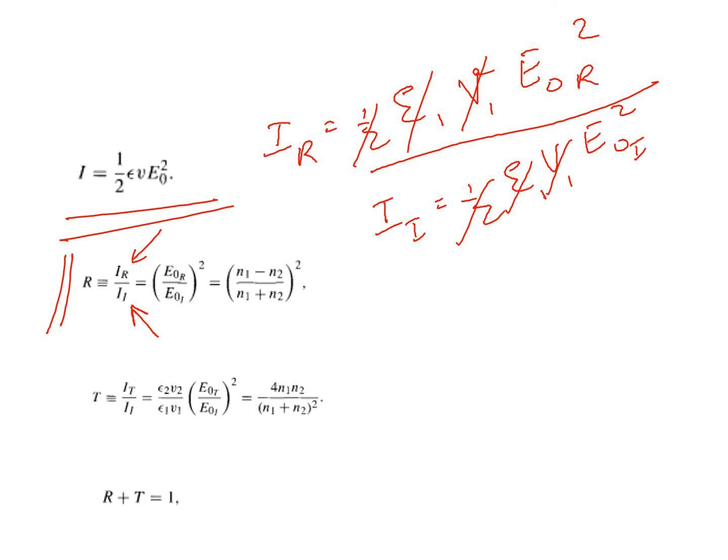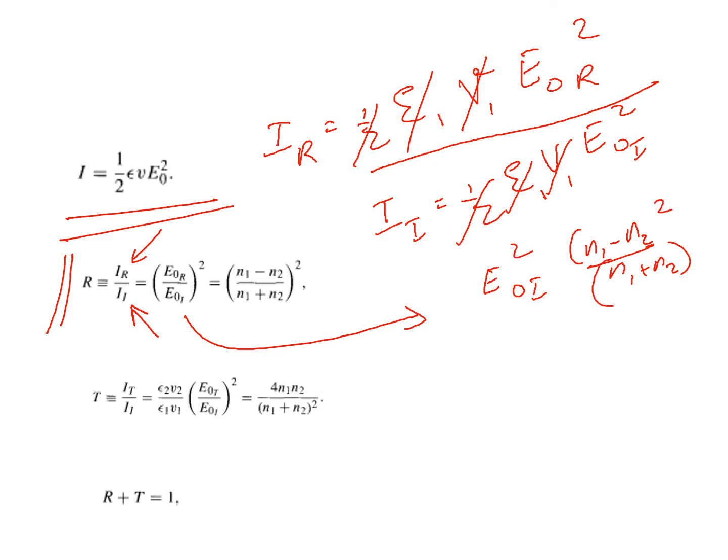We know E0R is N1 minus N2 by N1 plus N2 times E0I. So E0I cancels. If you need, I can write E0R replaced by E0I times N1 minus N2 divided by N1 plus N2, the whole square, divided by E0I square already there. That cancels, and that is why we get this expression.